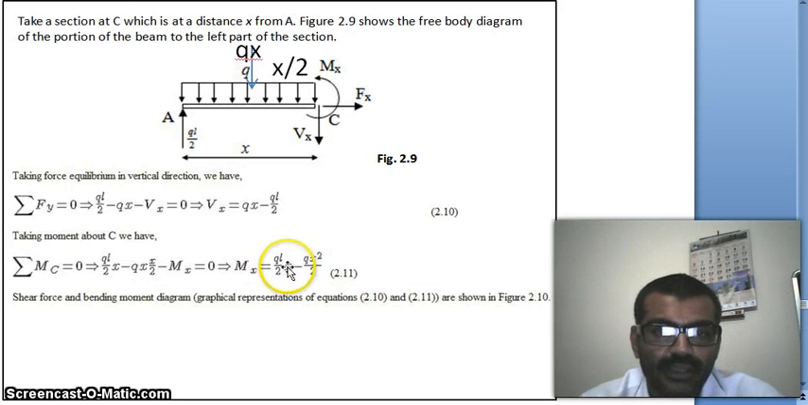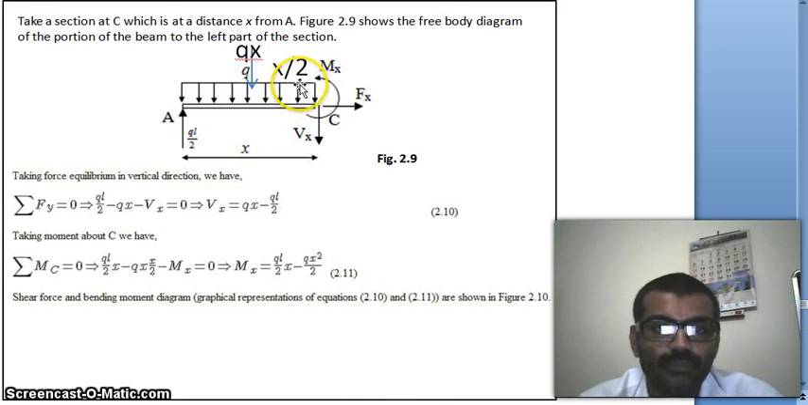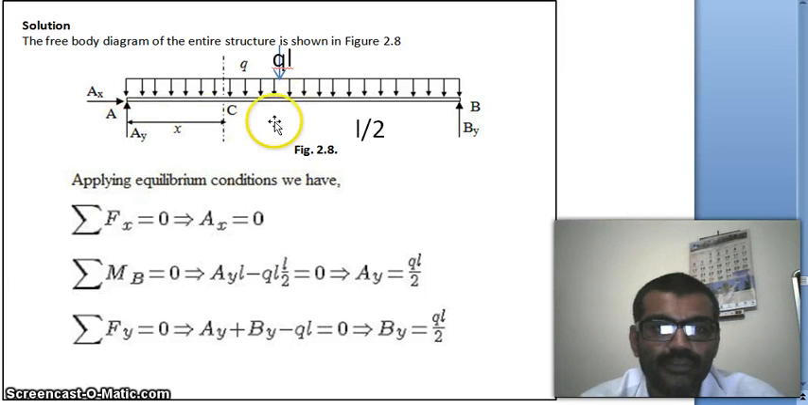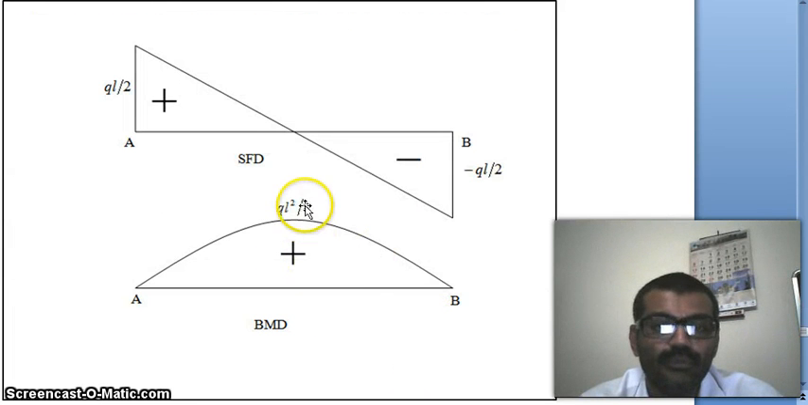If you put X is equal to L, it means it is B point, right? So if we put X is equal to L, then we get the moment at B, and that is again 0. And the maximum moment will occur at the mid span, right? At the mid span, it means L by 2, right? So if we put here X is equal to L by 2, we will get the maximum moment, that is QL square by 8, right? So this is your bending moment diagram.